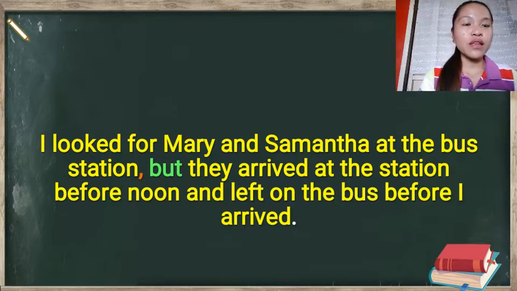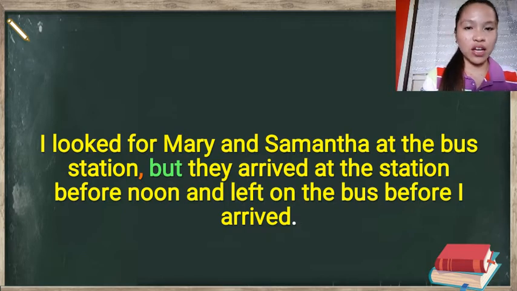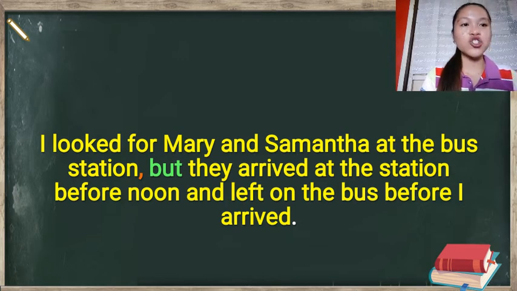So in this sentence, we have two independent clauses, and these are I looked for Mary and Samantha at the bus station. It can stand alone. It has a coordinating conjunction to join the other independent clause. They arrived at the station before noon and left on the bus before I arrived. So all in all, it is a compound sentence because it has two independent clauses that are joined with a coordinating conjunction.